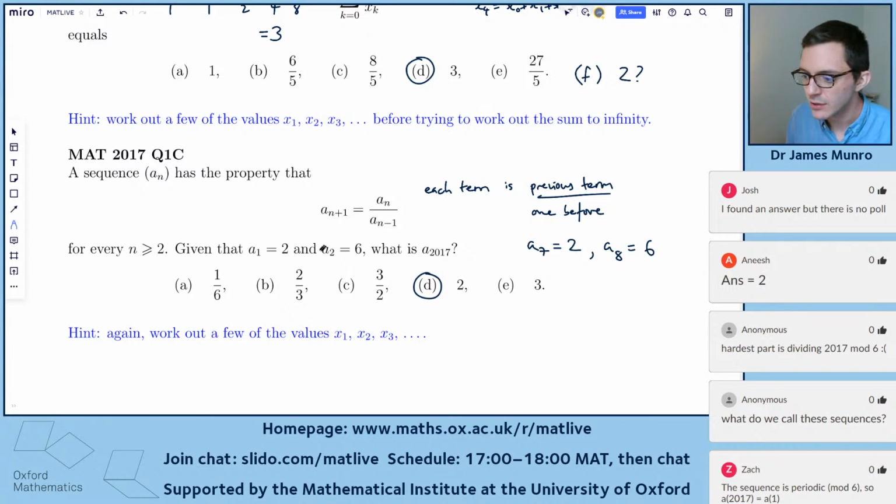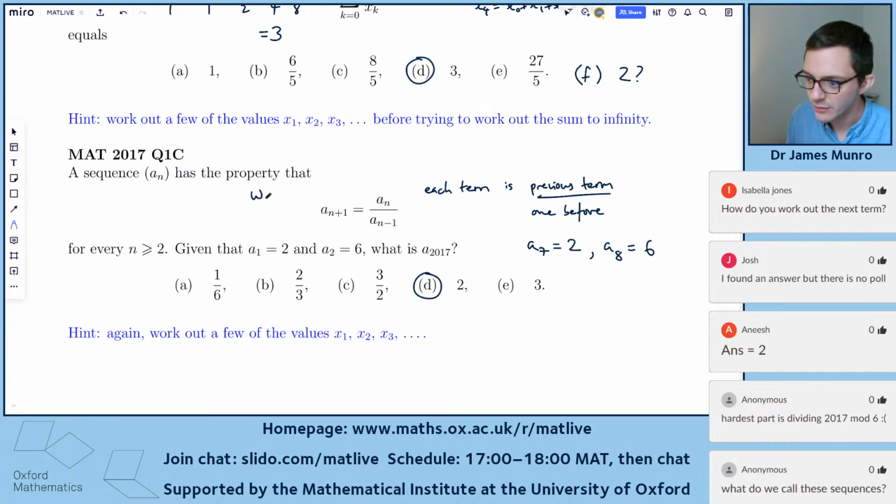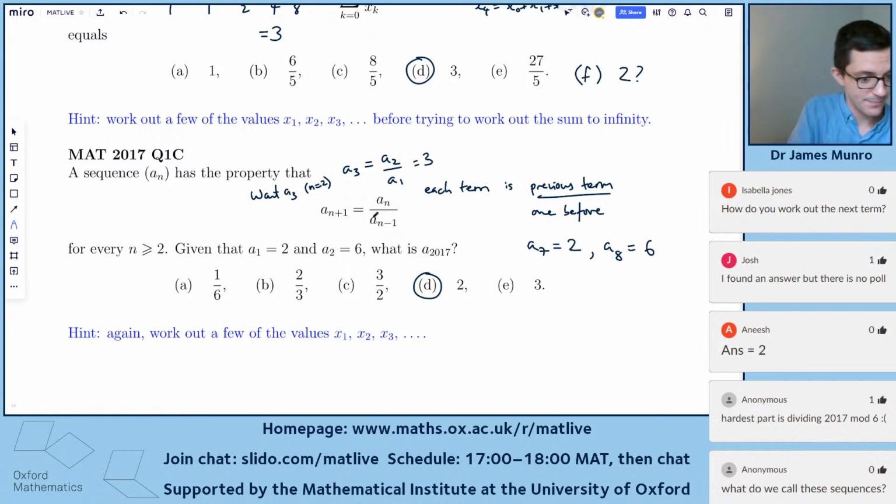Sure. Okay, so when I look at this, if I want A3, so I'm thinking maybe put in n equals 2. If I want A3, then I can put in n equals 2, and I'll get A3 is A2 divided by A1. I'll be really careful here. I want A3, so I'm putting in n equals 2, and then I get this expression. A3 is A2 divided by A1. I know A2 and A1, that's 6 divided by 2, so that's 3. And then I'll keep going. I'll try different values of n, and actually the shape of the formula is always this. It's always previous term divided by the one before.